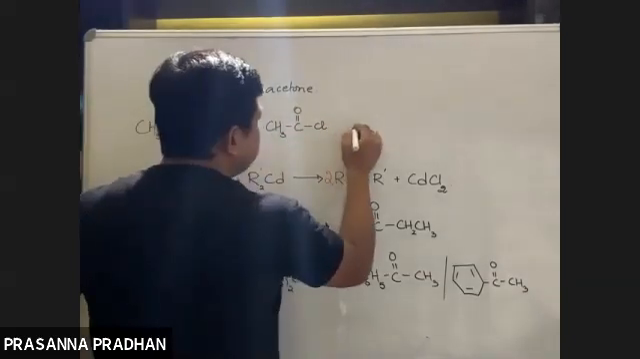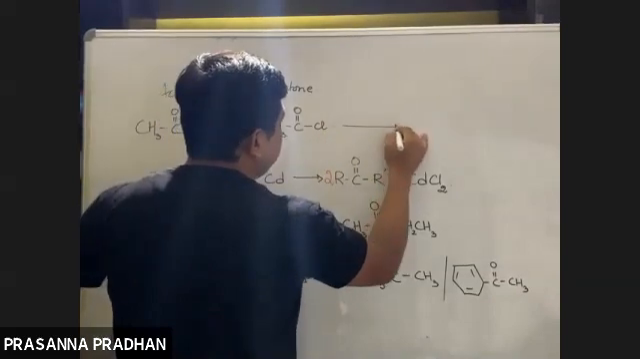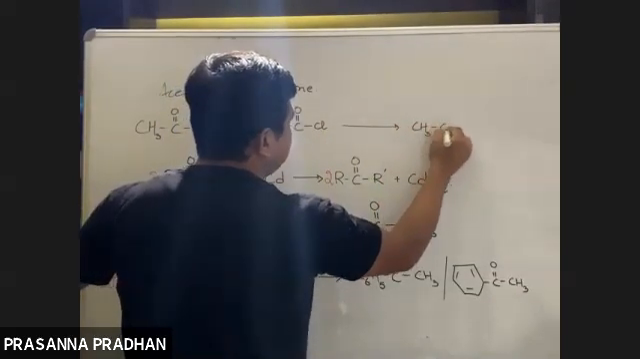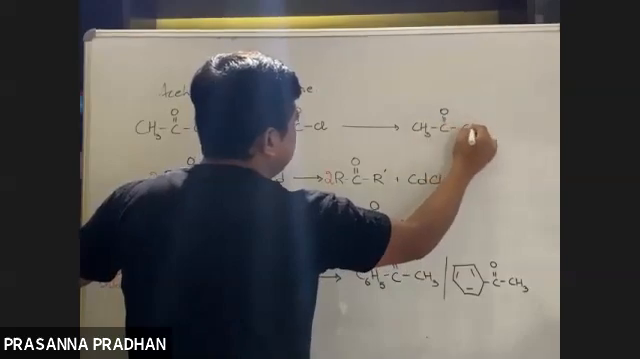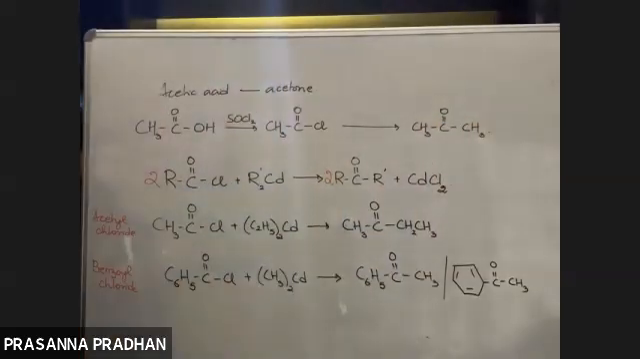What am I supposed to prepare? I am supposed to prepare acetone, CH3COCH3. Now you tell me, which dialkyl cadmium will you employ here? Which dialkyl cadmium are you going to use? Tell me. Which dialkyl cadmium are you going to employ?